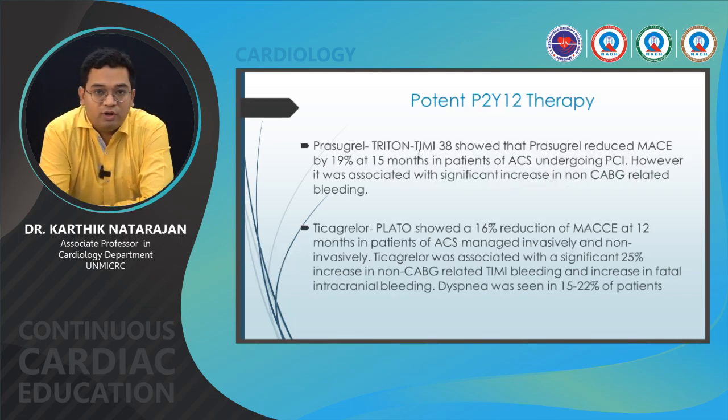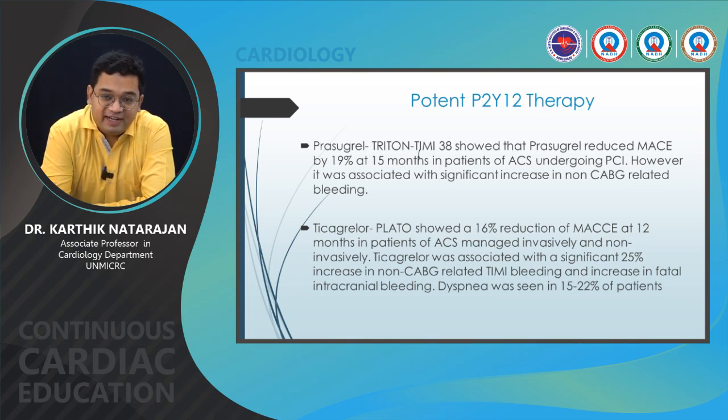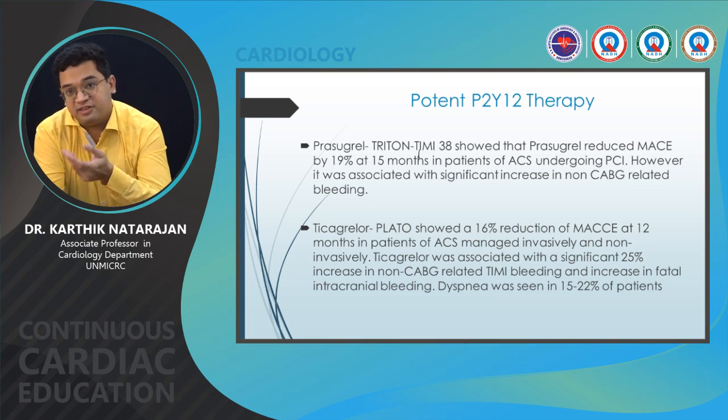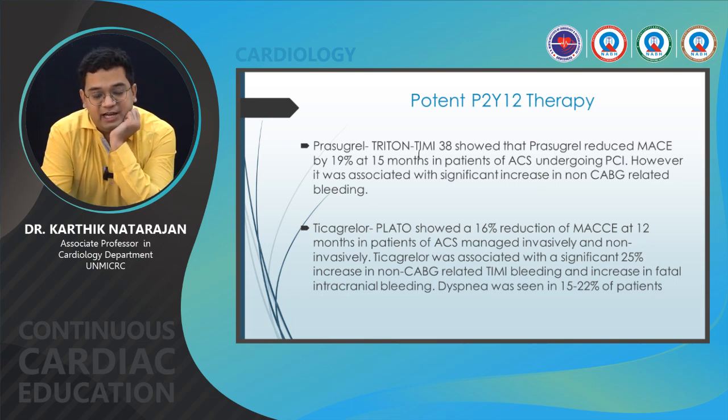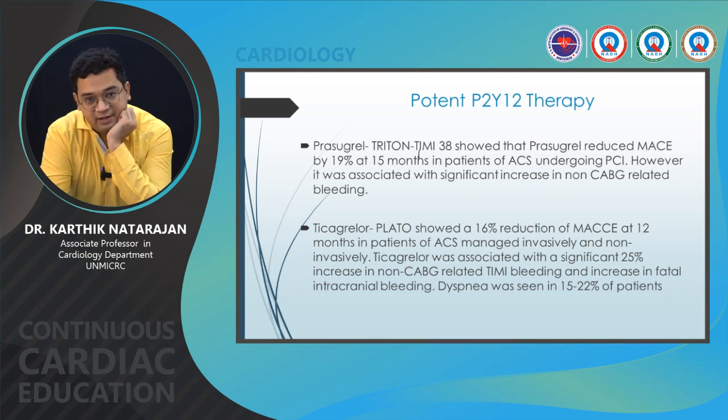So the first strategy, obviously, is to use a potent P2Y12 therapy. The more potent the molecule, the more effective the antiplatelet suppression, and the greater the reduction in MACE rates in the future. The two most potent P2Y12 therapies that we generally use are prasugrel and ticagrelor.